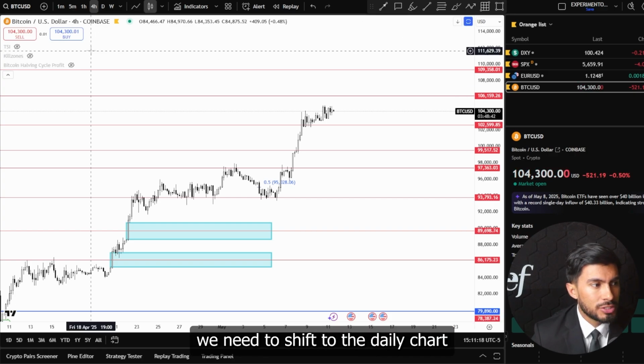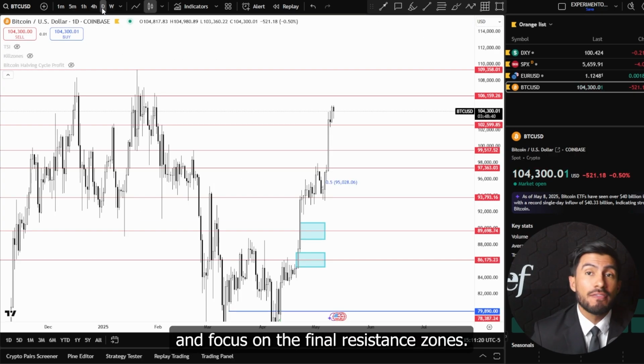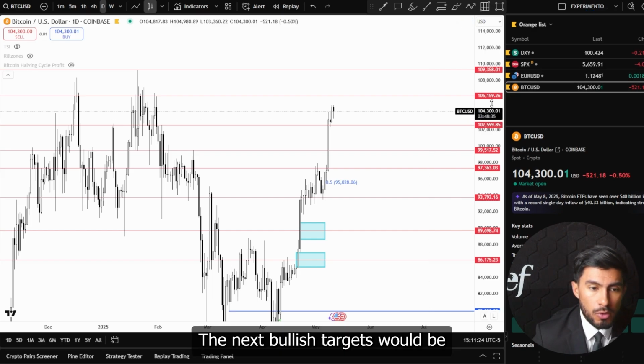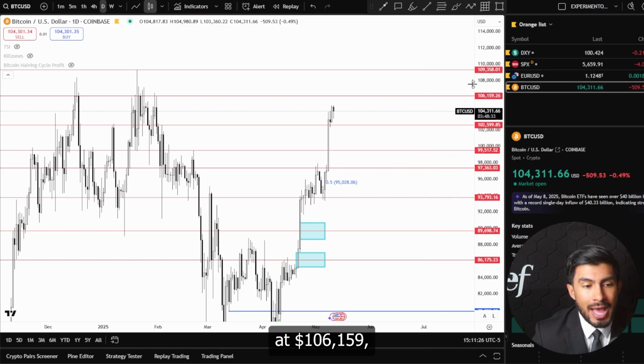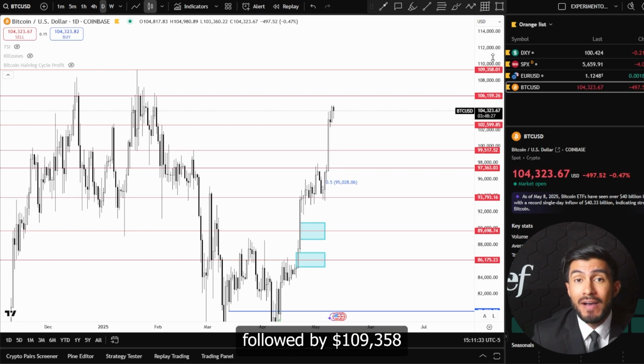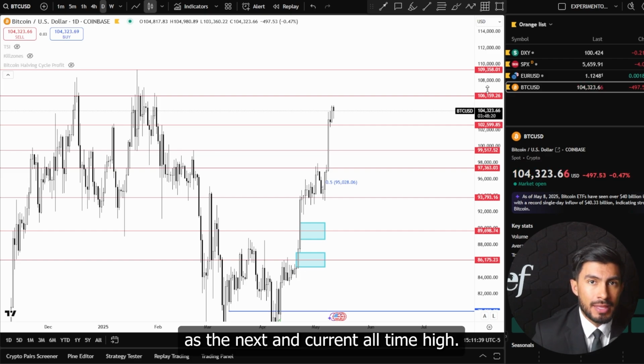For this, we need to shift to the daily chart and focus on the final resistance zones. The next bullish target would be at 106,159 USD, followed by 109,358 USD as the next and current all-time high.